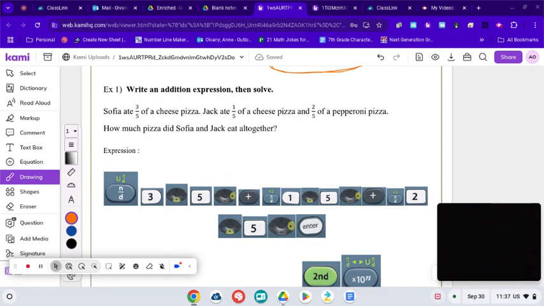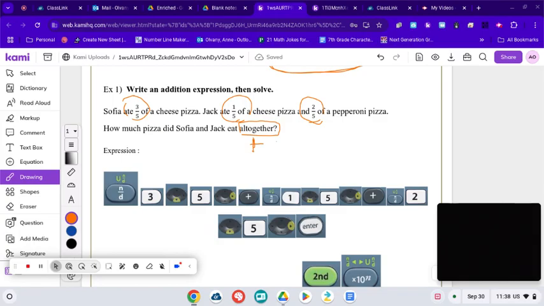So Sophia ate 3/5 of a cheese pizza. Jack ate 1/5 of a cheese pizza and also 2/5 of a pepperoni. How much pizza did Sophia and Jack eat all together? So notice that I've circled my numbers and I put a box around a key word in math. That key word in math reminds us that we're going to be adding.